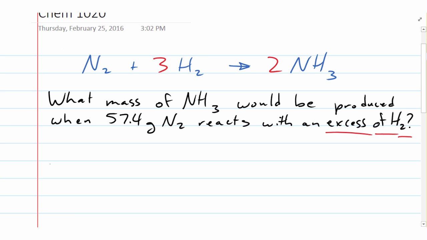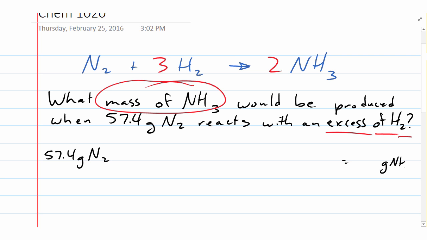So we then write out the problem. We start with the 57.4 grams of N2. And we're looking for which stuff? NH3. Specifically, which units on NH3? Grams, because we're looking for a mass. So we want to know how many grams of NH3 we would be able to make. So then we can set this up to calculate.